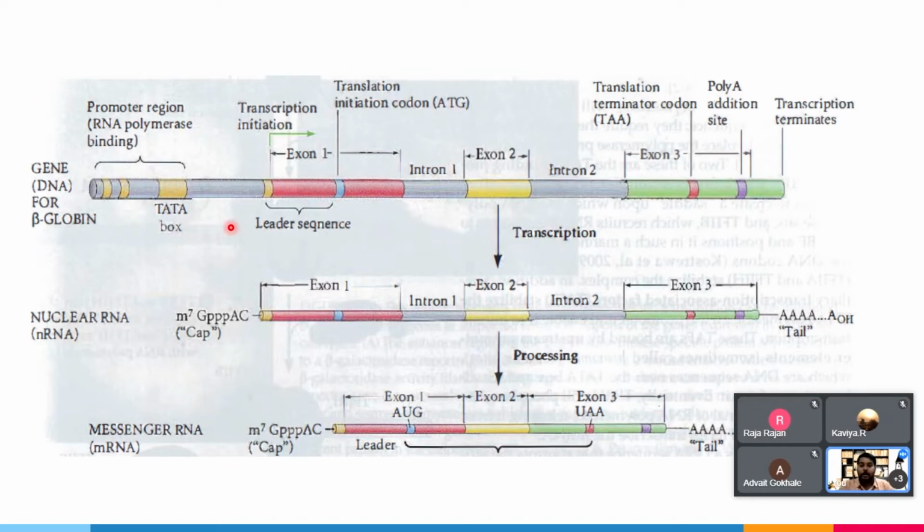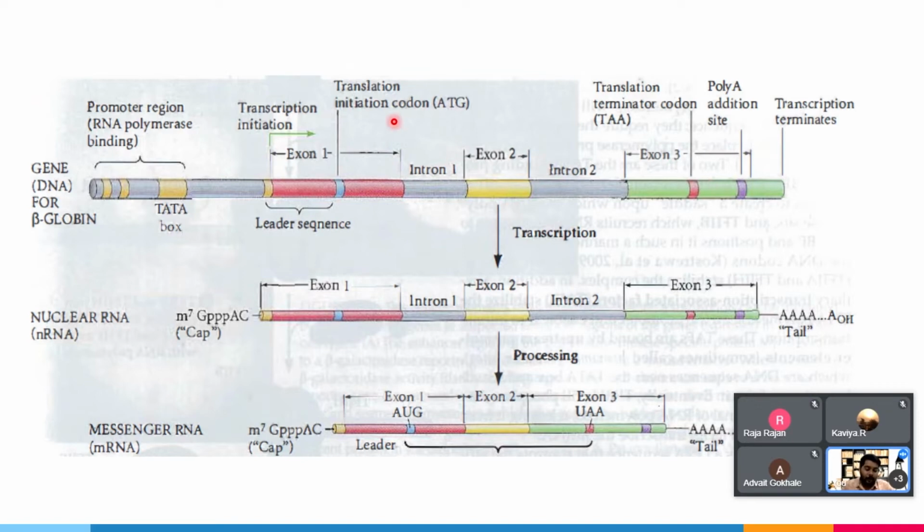Here we have a structure of a gene, which is beta globin, and the first thing we have is the promoter region, which consists of the TATA box and the -70 sequence. After that, we have a transcription initiation site. This particular portion is something we all recognize. We have an exon followed by an intron, then another exon followed by an intron, and the final exon.